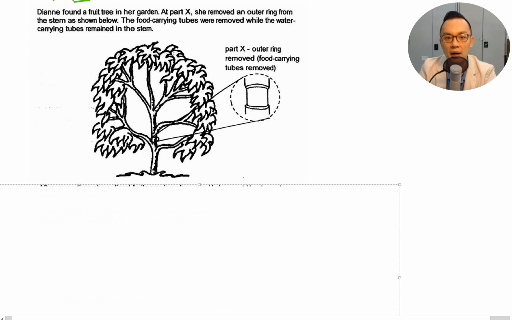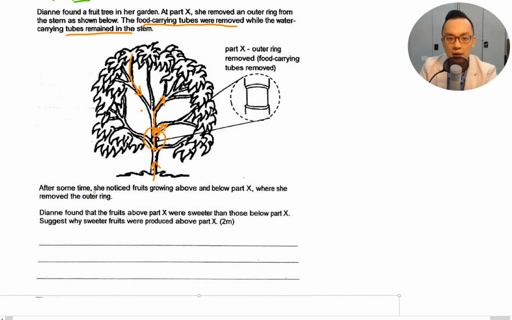Diane found a fruit tree at part X over here. She removed an outer ring from the stem as shown below. Food carrying tubes were removed while the water carrying tubes remain in the stem. So all the food that's trying to go down will get stuck on top over here. All the water that's going up can still go to all parts of the plant because the water carrying tubes are still intact. Only the food carrying tubes are removed. After some time, she noticed fruits growing above and below part X. So there were some fruits over here and some fruits over here where she removed the outer ring.